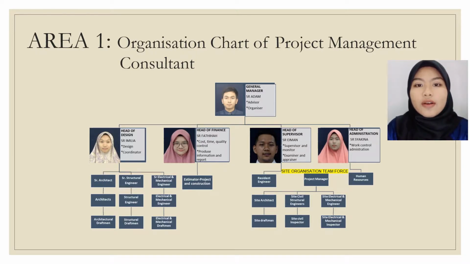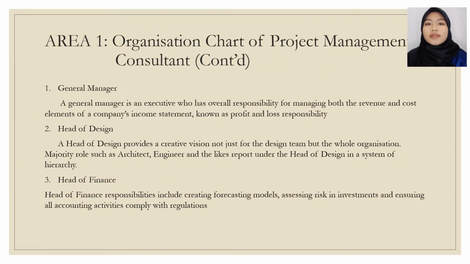Next, the site organization team consists of a project manager as a leader. Next, we have a site architect, site engineer, and the site draftsman and site inspector. Next, I'm going to talk about roles and responsibilities. Firstly, General Manager. A General Manager is an executive who has overall responsibility for managing both the revenue and cost elements of a company's income statement, known as profit and loss responsibility.